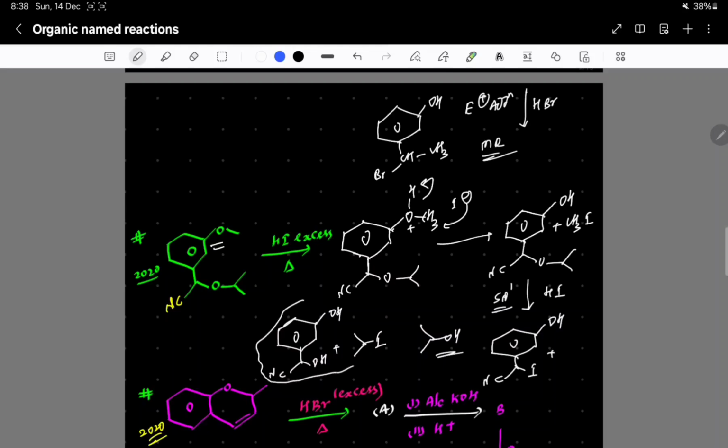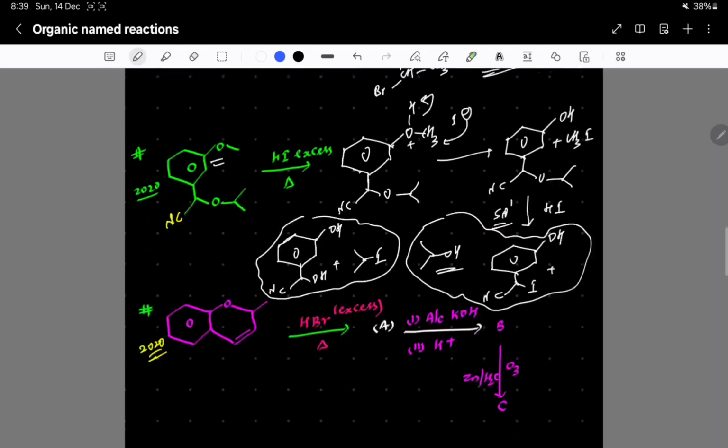So this is the possibility only, right? Okay, but the major favorable product is this one, because of the formation of a stabilized carbocation, and CN is also present. That stabilized carbocation is also possible, so the SN1 mechanism is favorable here, right? Now look at this.